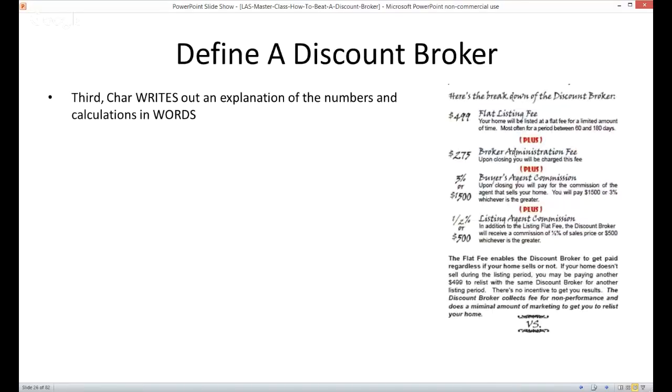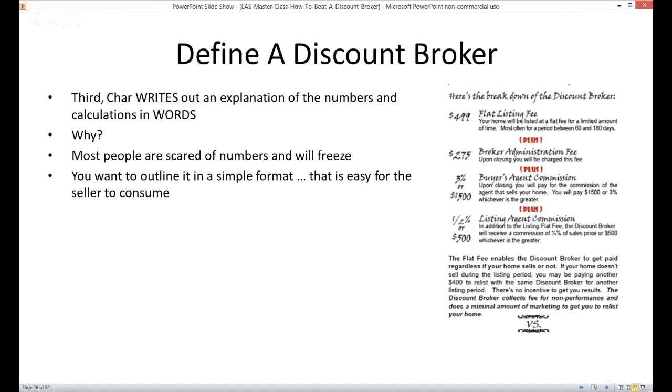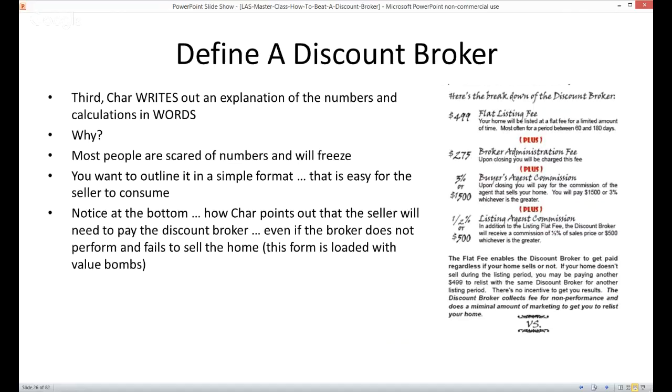She's going to throw this up right here on the right where you're seeing the numbers, but you're also getting an explanation. It's more text, it's more explanation. People that don't like numbers are going to be much more comfortable reading this. And that's why you should do it in these two formats. Okay, so you want to outline it in a simple format that's easy for that seller to consume.